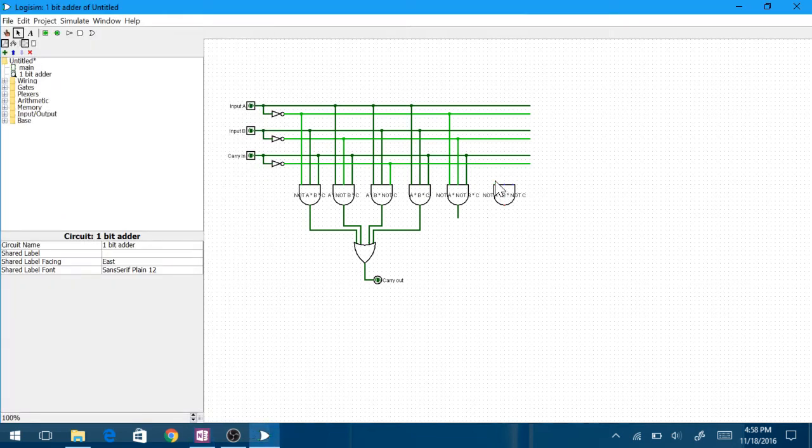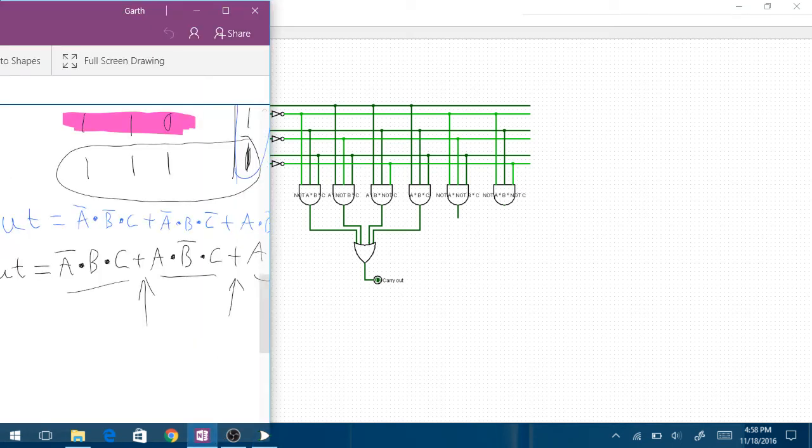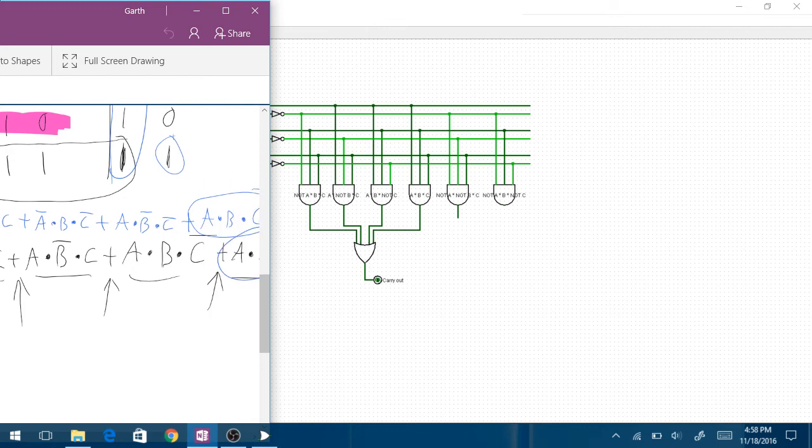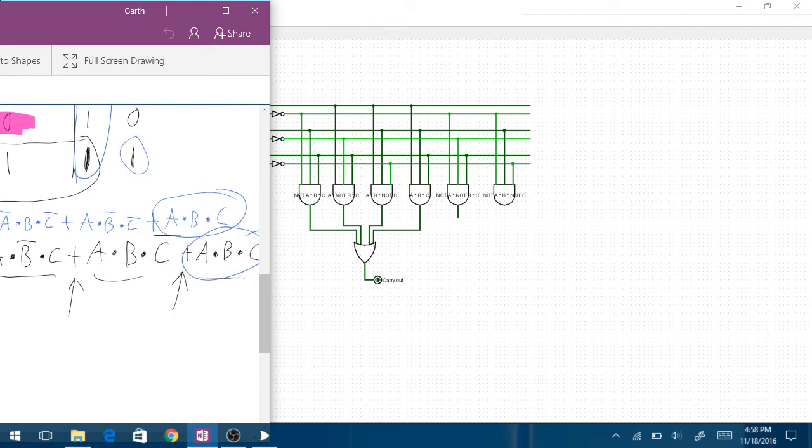So I hook up not A, and I hook up B, just our standard B line, and then I hook up not C. And so this gate's done. And now I've got only one gate left, since we're going to go ahead and reuse that A, B, and C output. I've only got one AND gate left.